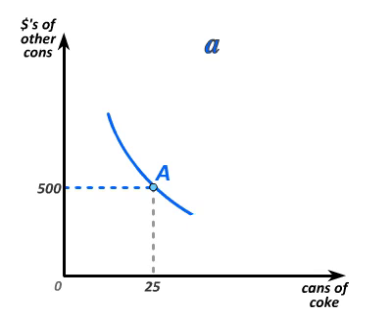We'll begin with the indifference curve that passes through bundle A and assume that it has a slope of -1 at bundle A. Thus my marginal rate of substitution at bundle A is -1, implying that I'm willing to give up $1 of other goods consumption to get one more can of Coke. Or in other words, I'm willing to pay $1 for additional Coke, given that I have 25 cans and $500 worth of other goods consumption.